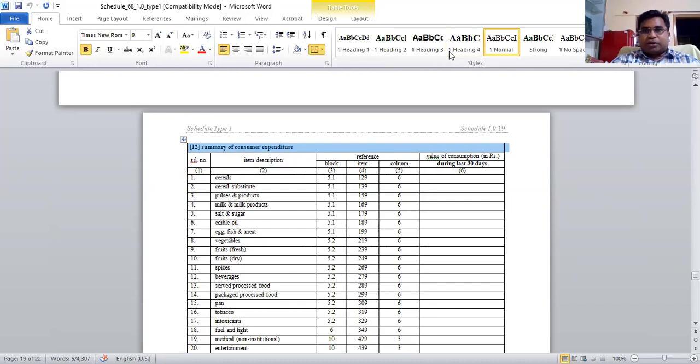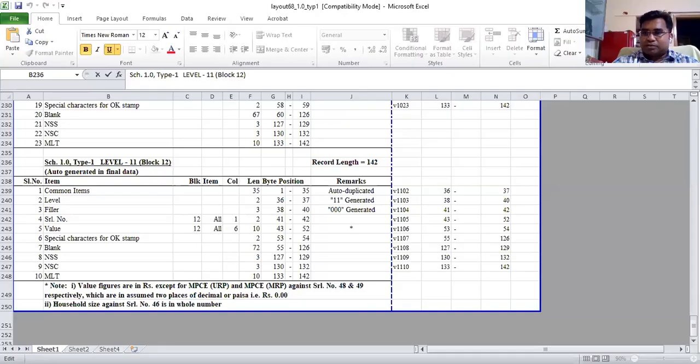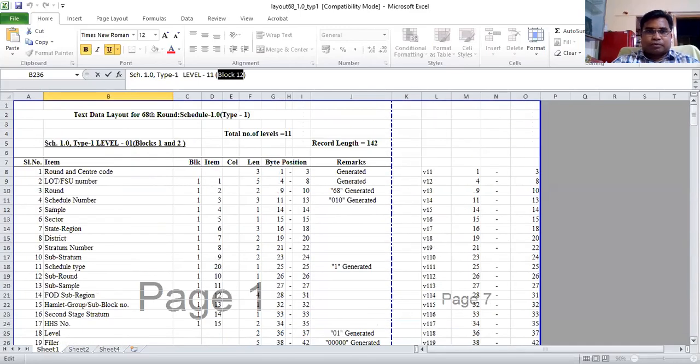Now, let me go back to something. There is another useful thing, which is the layout file. So what is this layout file? Let me share the layout file with you. Here you need to understand the relation between the layout file and the questionnaire. That is the most important thing to understand. If you understand that well, there won't be any further issue. So let me just show you.